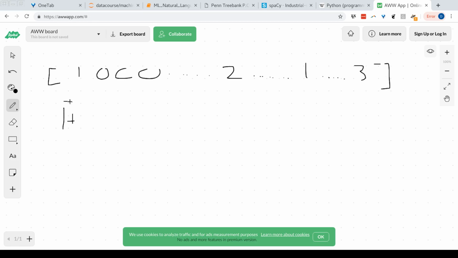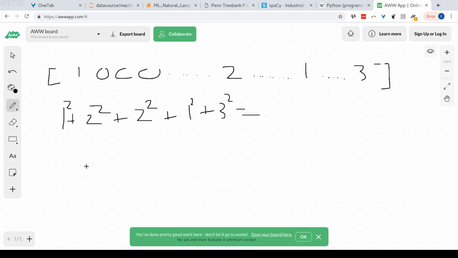So we have 1 squared plus 2 squared plus 2 squared plus 1 squared plus 3 squared. So if I do the math, that should be 1 plus, that's 5, that's 9, that's 10, and that's 19. So if I did my math right, this should be a value of 19. Then the square root of 19, whatever that number is, I'm just going to write that out. So we're going to normalize the counts such that we have 1 over the square root of 19, 0, 0, 0, and so forth.